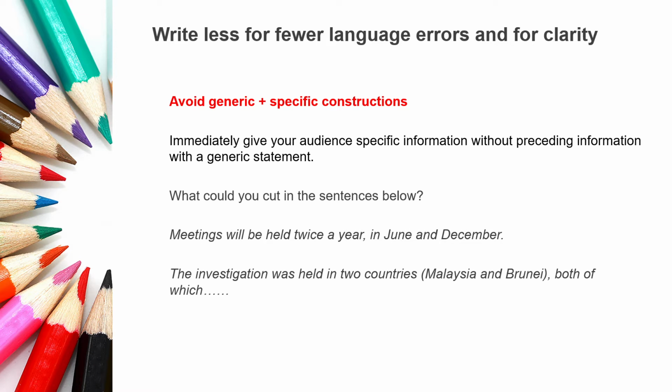The next one, the investigation was held in two countries, Malaysia and Brunei, in brackets. Okay, so instead of saying the investigation was held in two countries, Malaysia and Brunei in brackets, you could have just said the investigation was held in Malaysia and Brunei. Right? You don't have to mention the two countries in your sentence. You just have to be exact. Which country? Straight to the point. Alright, so this is what it means by immediately giving your audience specific information.